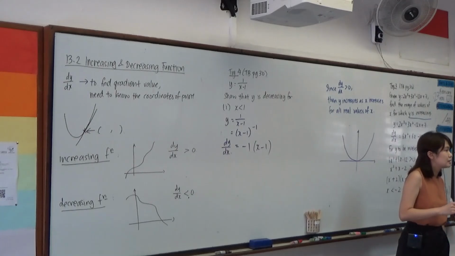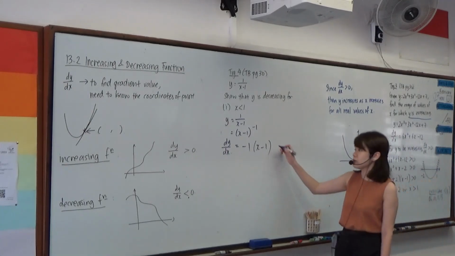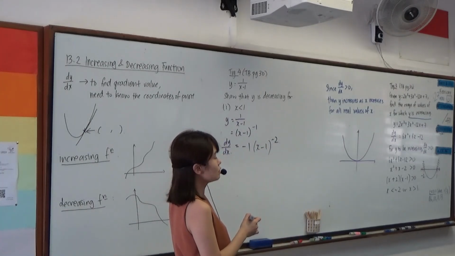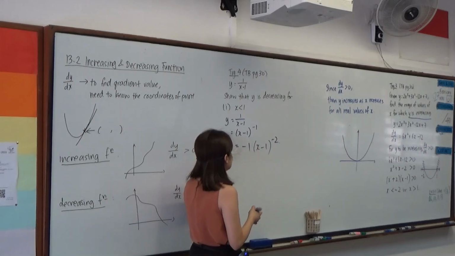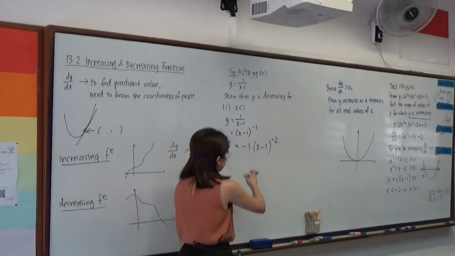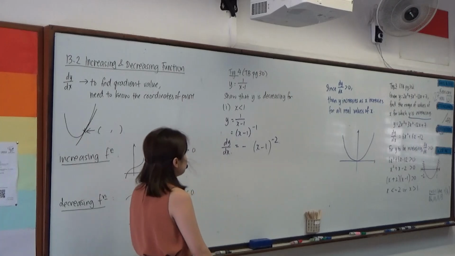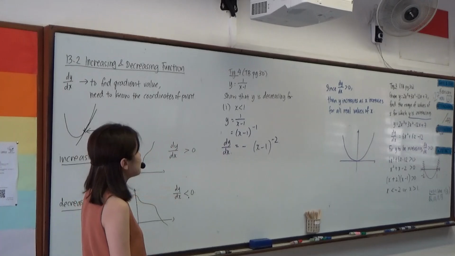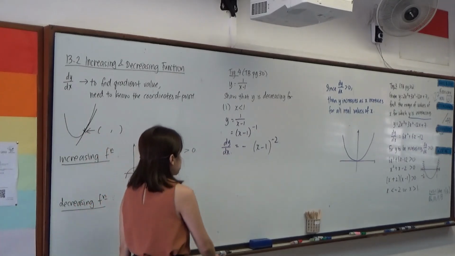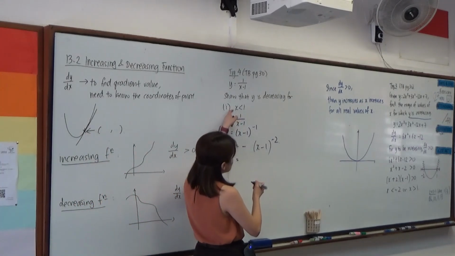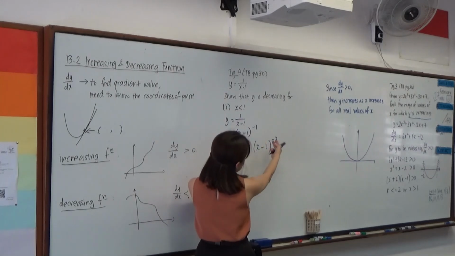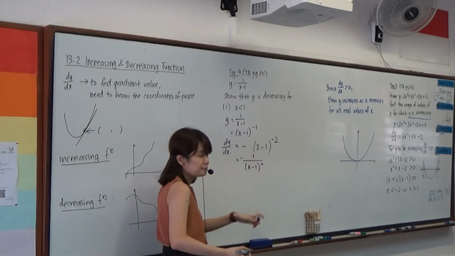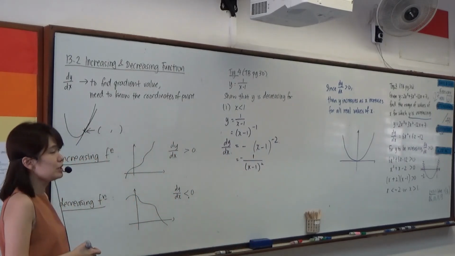Sorry, I can't hear you at all. Negative 2, to the power negative 2. Anything else? No more? Okay, so this is the differentiation of your y. We should be getting this. In fact, you can drop the 1, so it will just be negative. We want to show that this will result in a decreasing function when x is less than 1. So how do we go about showing that this will be less than 0? Let's rephrase this into this form, which will help us better.